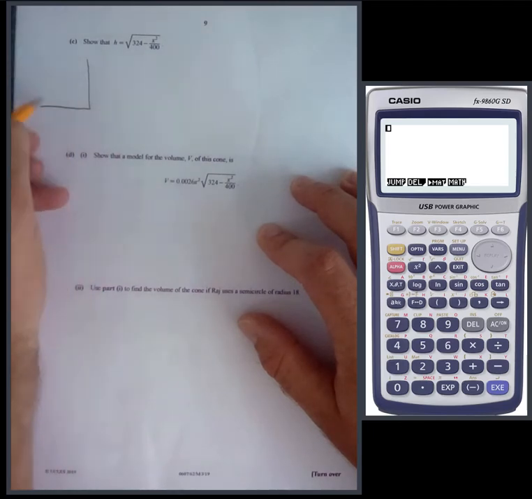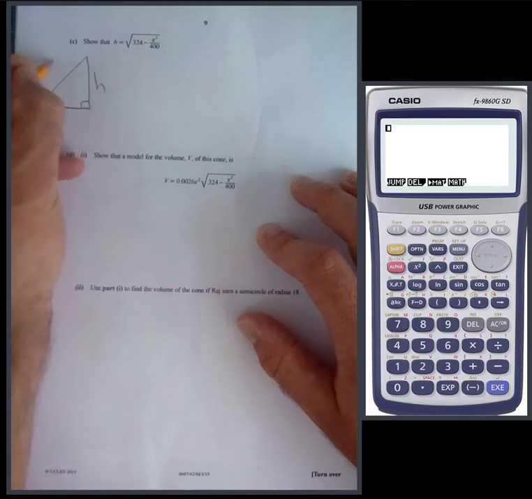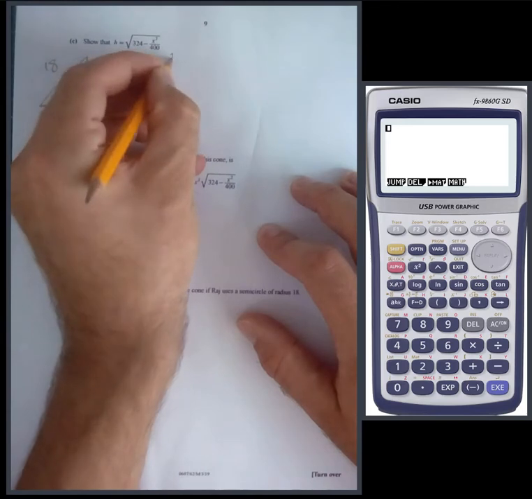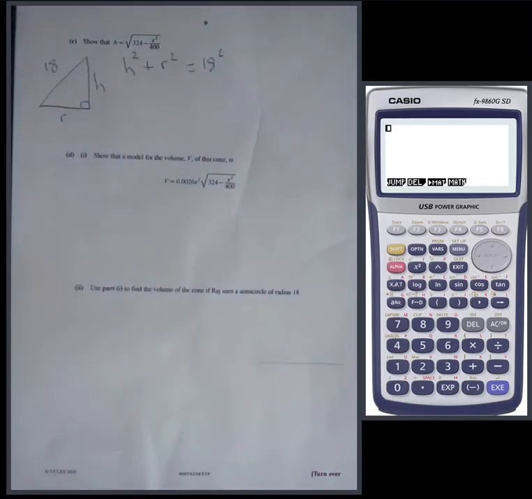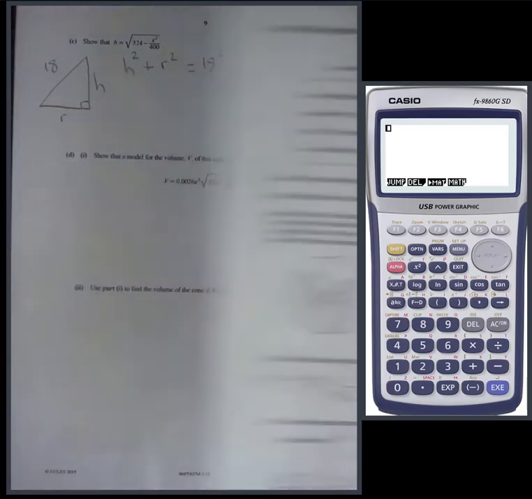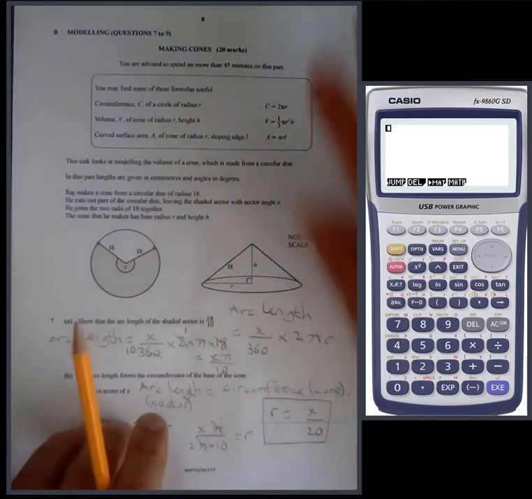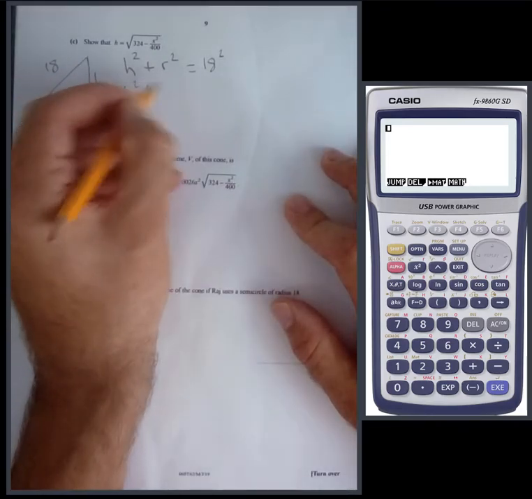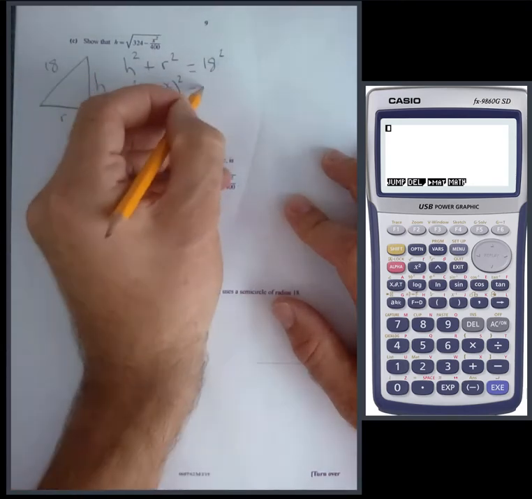So this is the triangle. We've got an h, an r and an 18, so that means h squared plus r squared equals 18 squared. If we look at what we're aiming at, there's no r in this, so we need to use what we've got already. We know that r can be written as x over 20, so I'm going to replace that. So h squared plus (x over 20) squared equals 18 squared.